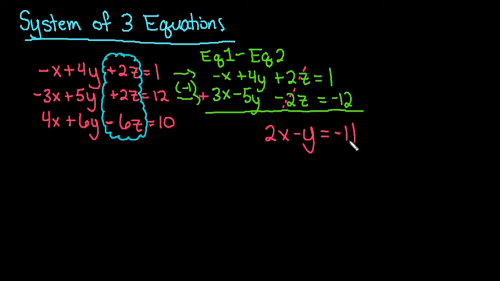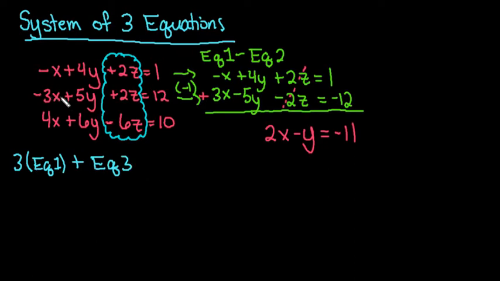We now need another equation with just two variables in it. So what I'm going to do is I chose to do 3 times equation 1 and then add that, because 3 times 2 would give me positive 6, and the opposite of positive 6 is negative 6. So I'm going to add equation 3 and 3 times equation 1.